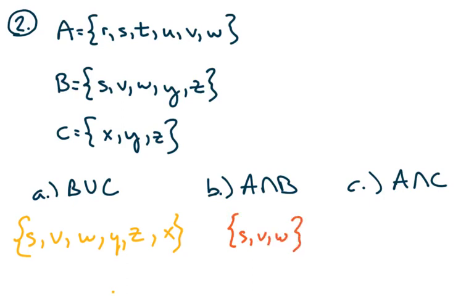Alright, A intersection C. A intersection C is just what A and C have in common, so I'm going to use C because C's last. I'm going to see, does A have an X? No. A Y? No. A Z? No. So again, it's the empty set. So hopefully that makes sense. Hopefully that's a review, and you recall that from the previous course.